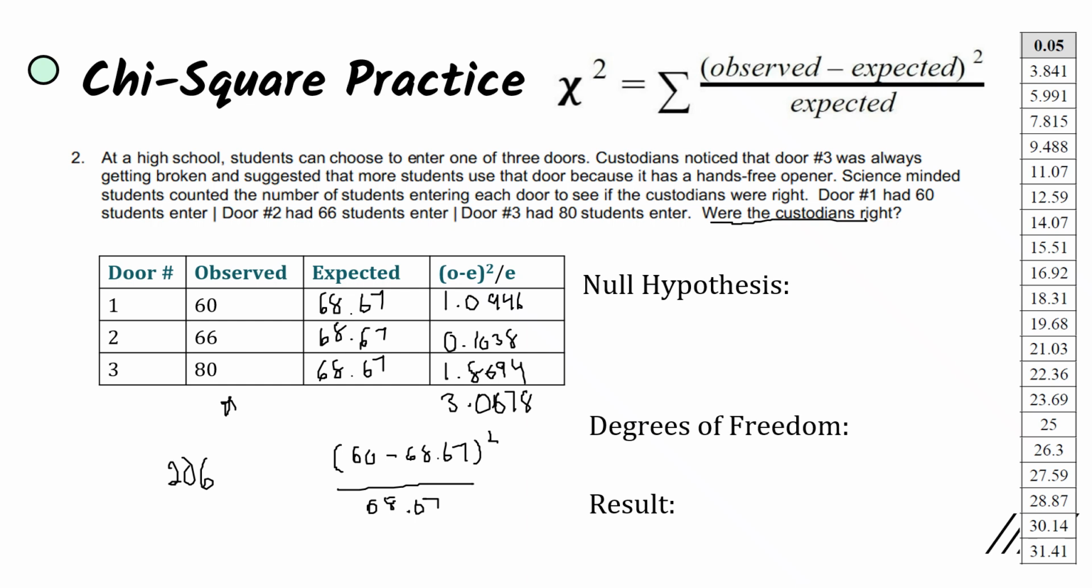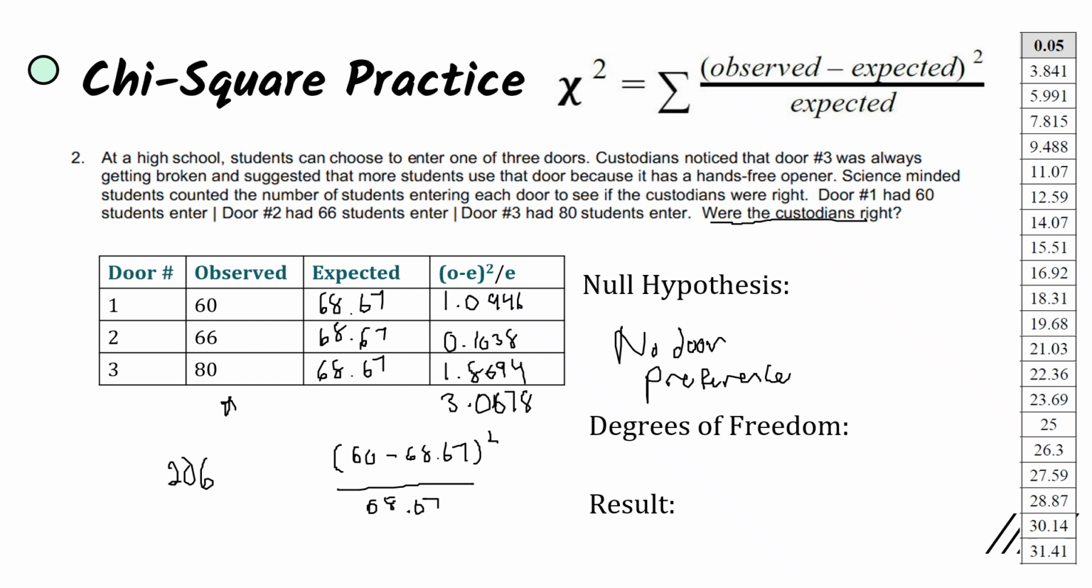And now let's take a look over here. What is our null hypothesis? Our null hypothesis is that there is no statistical difference. There is no door preference. And we want to see, are we going to accept this null hypothesis, or are we going to reject it and say the custodians are right? Door 3 is more popular.